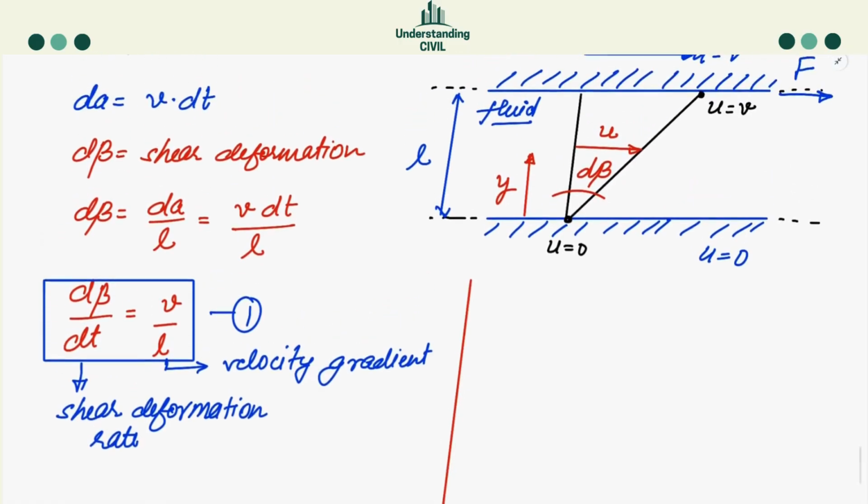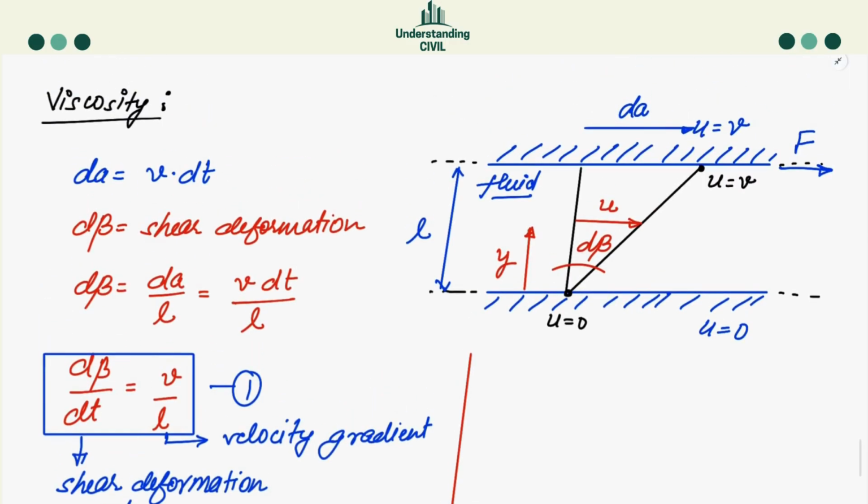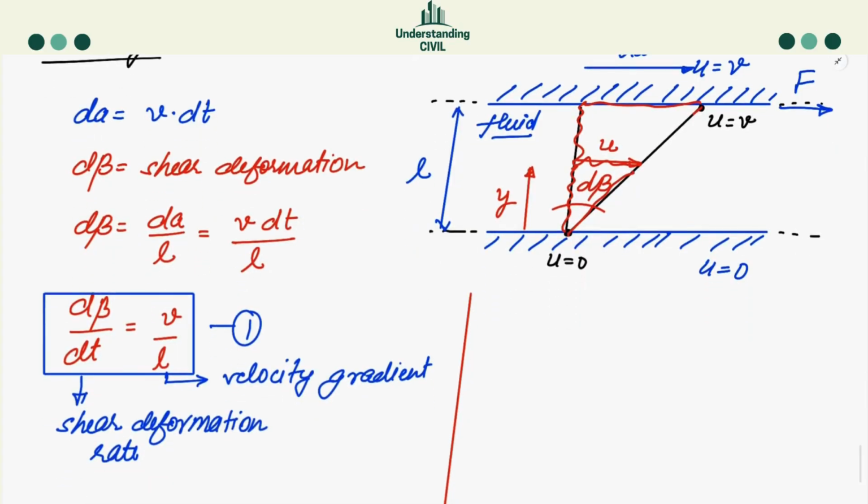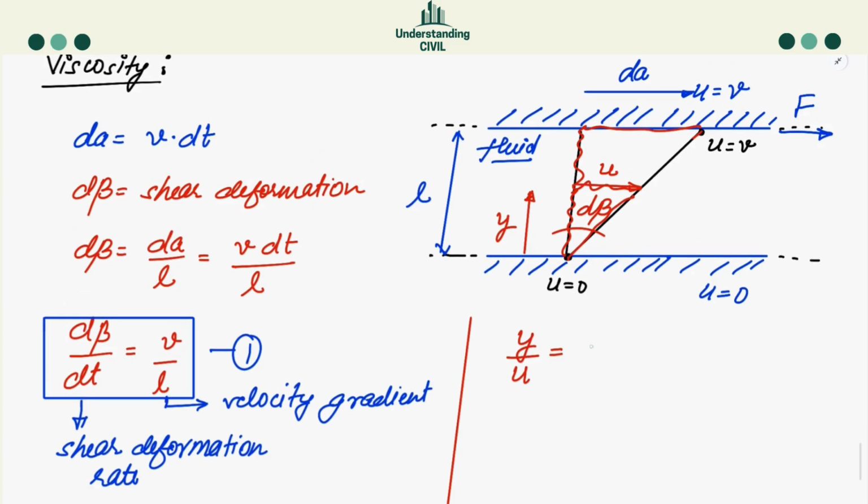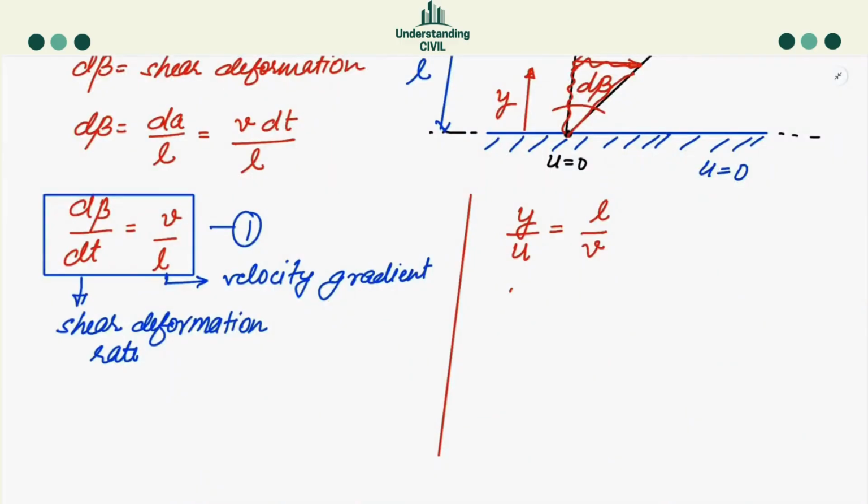let me infer something for you. If I apply similarity of triangles, these are the two triangles. This triangle is one, and this is the other triangle. So if I apply similarity of triangles, y upon u is actually equal to L upon v, right? So I can also write u upon y is equal to v by L. U can be written as v y by L.